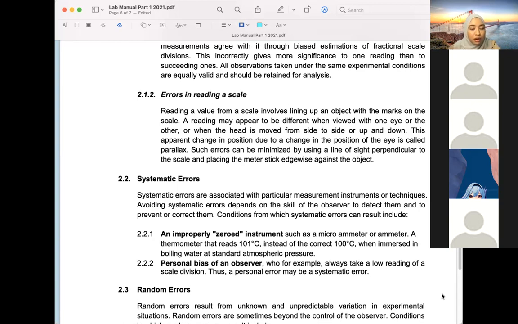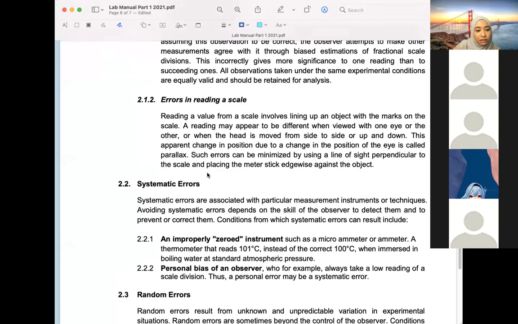And this applies to every equipment that you are using. You must always observe if it is starting at 0 or not. And how is this relevant? Because we're not doing experiment in the lab, right? So simulation pun kadang-kadang it does not start at 0. So you have to be aware of what is the 0, how to make it 0. Okay, and then we have the personal bias of an observer. For example, always taking low reading of a scale division. So this is systematic and also personal error lah. Okay, we saw this earlier also.